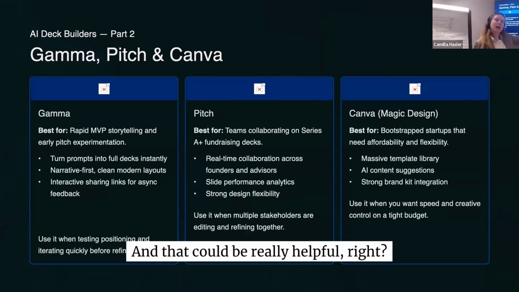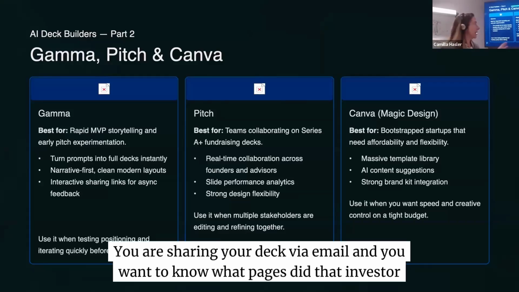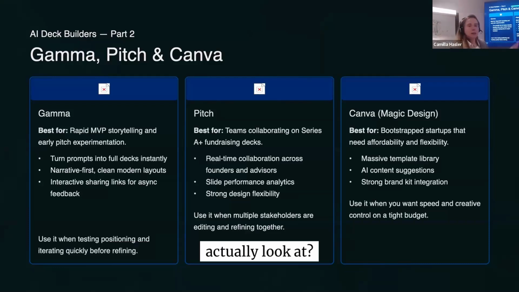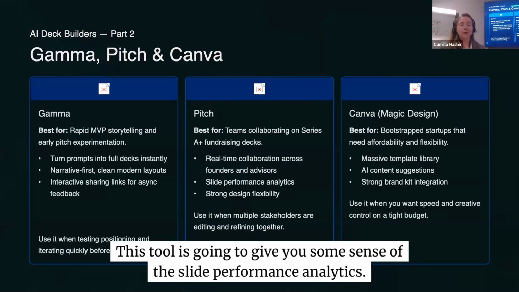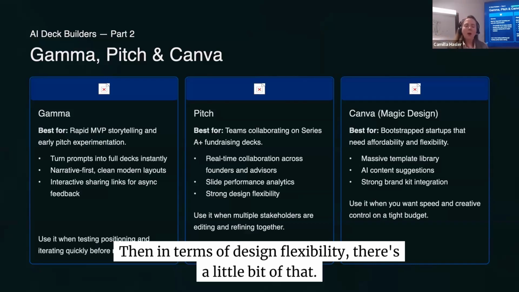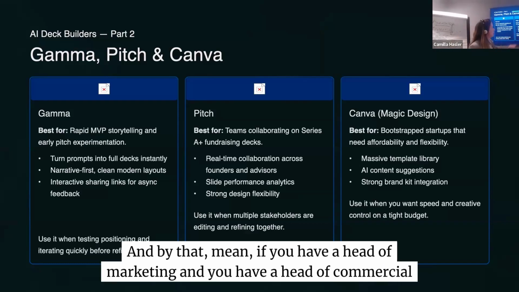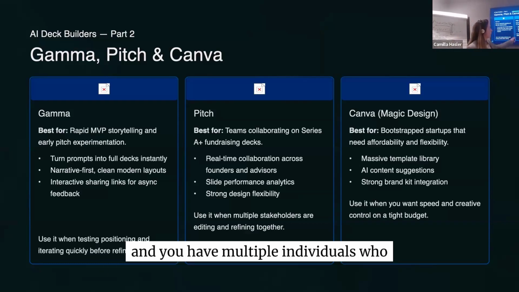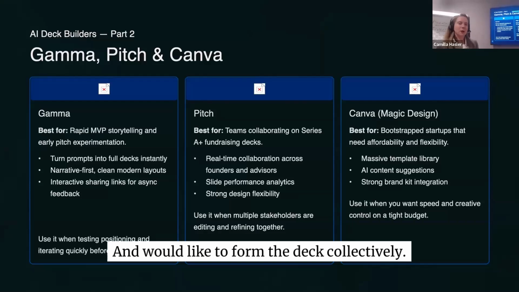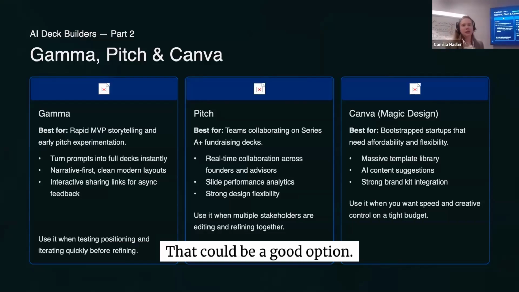And that could be really helpful, because if you are sharing your deck via email and you want to know what pages that investor actually looked at, did they look at any page, this tool is going to give you some sense of the slide performance analytics. Then in terms of design flexibility, there's a little bit of that. So this could be if you have a team with multiple different stakeholders, and by that I mean if you have a head of marketing and a head of commercial and multiple individuals who would like input to your deck and would like to form the deck collectively, that could be a good option.